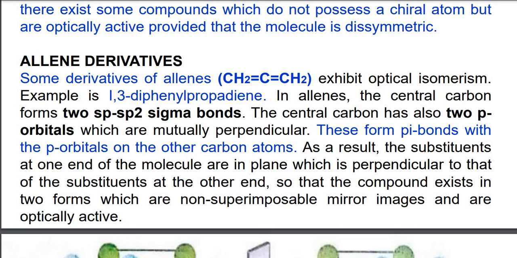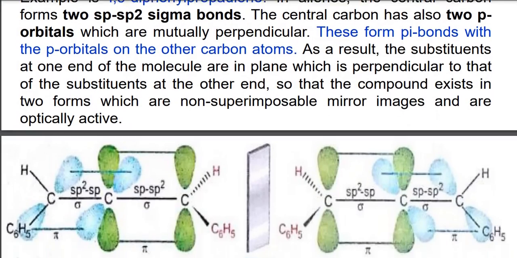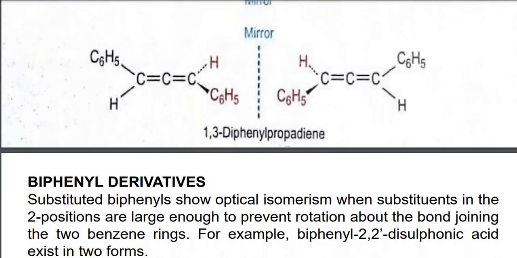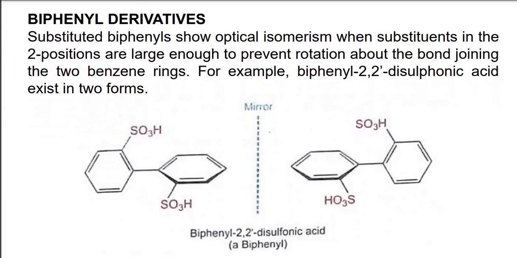The substituents at one end of the molecule are in a plane which is perpendicular to the substituents at the other end, so that the compound exists in two forms which are non-superimposable mirror images and are optically active. Look at this example, 1,3-diphenylpropadiene. Now another example, biphenyl derivatives.